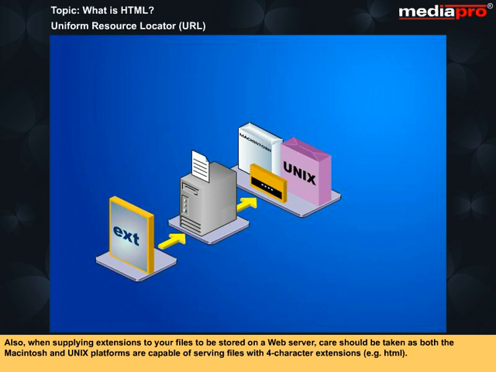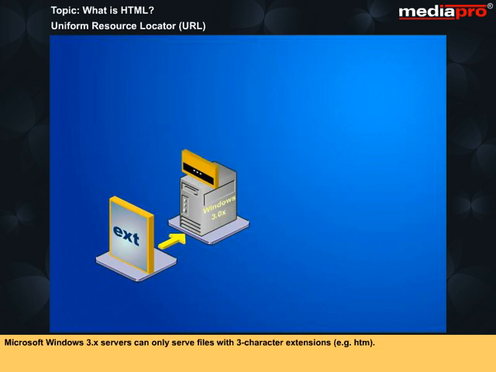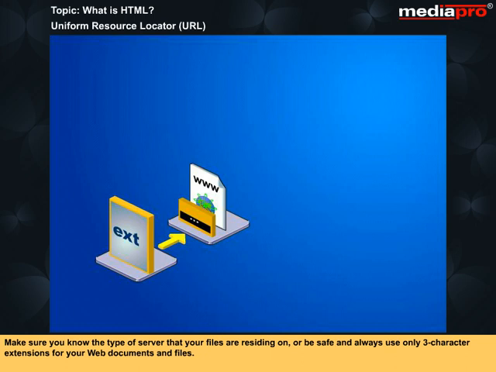Also, when supplying extensions to your files to be stored on a web server, care should be taken as both the Macintosh and Unix platforms are capable of serving files with 4-character extensions. Example, HTML. Microsoft Windows 3.x servers can only serve files with 3-character extensions. Example, HTML. Make sure you know the type of server that your files are residing on, or be safe and always use only 3-character extensions for your web documents and files.